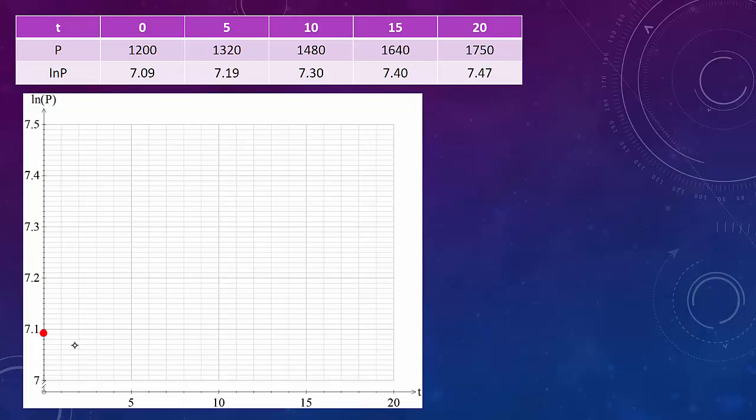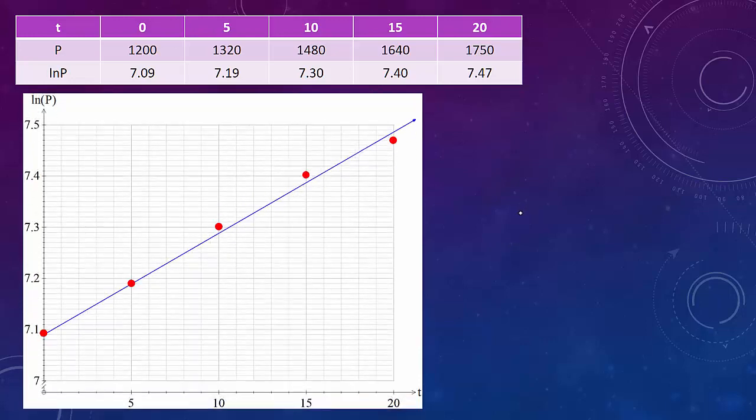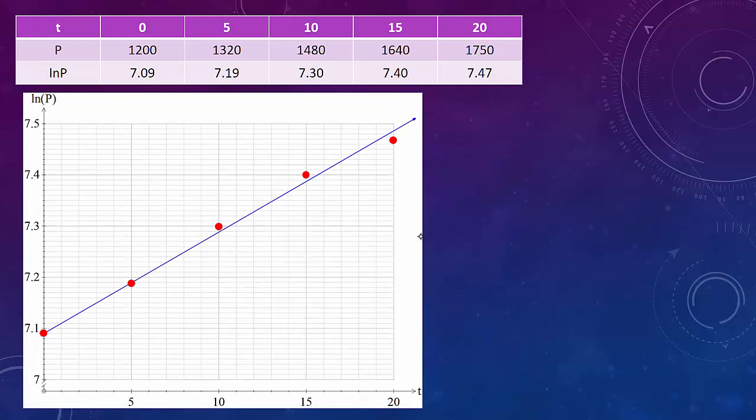So 7.09, 7.19, 7.30, 7.40, 7.47, and then we fit a line through those as best we can. Now we can work out the gradient. It's 15 across and 0.3 up.